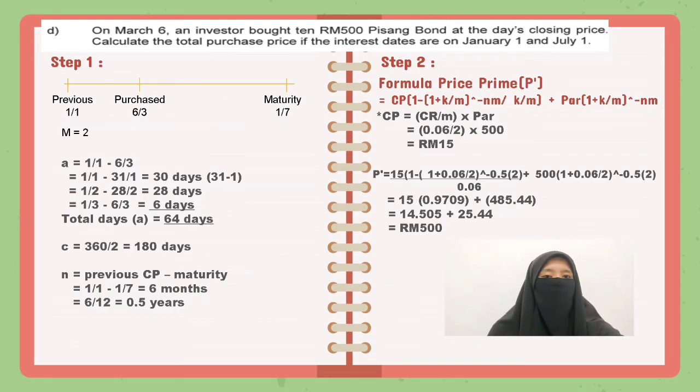Then calculate the price prime. Before that, find the coupon payment, which has a value of 15 ringgit. As you know, this is the formula for coupon payment: the CR, 0.06, divided by M, which is 2, and times the par value, which was given as 500.